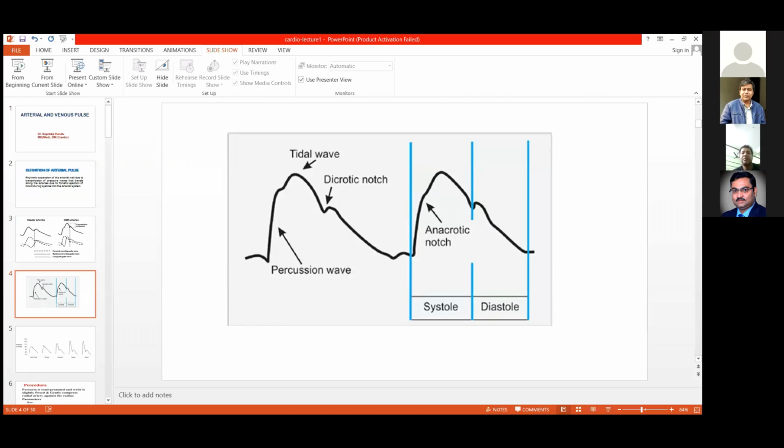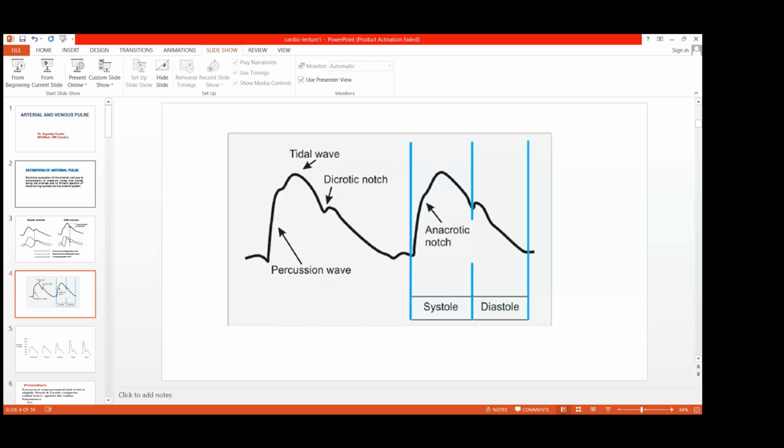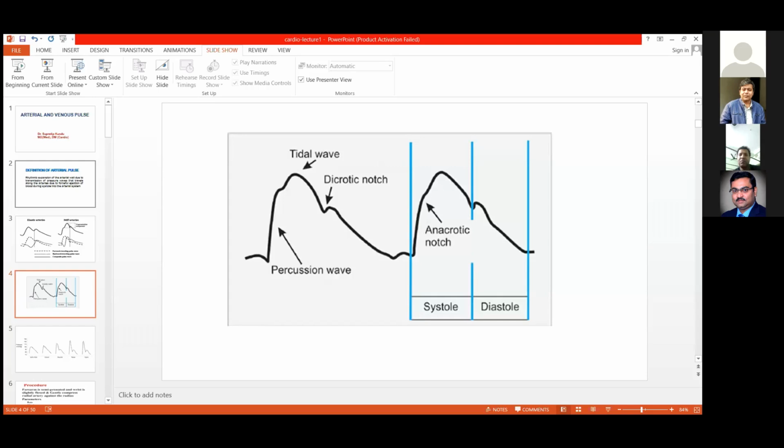So, okay. Now I am coming to the structure of this pulse. So this one, first one is the percussion wave, second one is the tidal wave, and third one is the dichrotic notch. So percussion wave is mainly produced by the ejection of the blood, and it is mainly due to the forward propagating pressure waves. The tidal wave is basically the combination of forward propagating waves as well as the reflected waves from the upper part of the periphery. And then comes the third wave. It is the dichrotic notch and the dichrotic wave. So this is mainly due to the reflected waves from the lower part of the periphery.